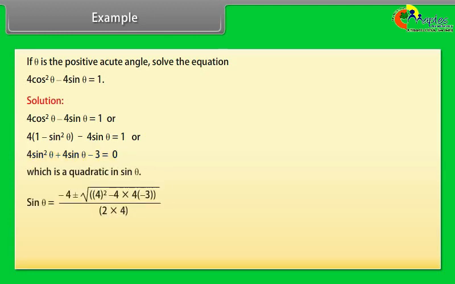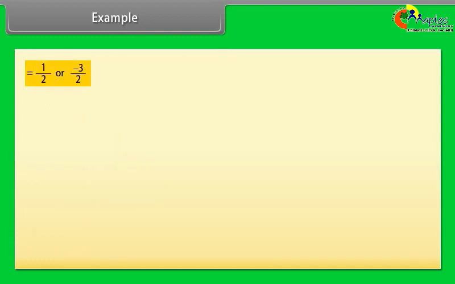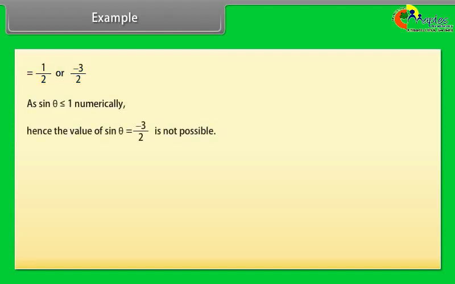Sin θ = (−4 ± √(4² − 4·4·(−3)))/(2·4) = (−4 ± 8)/8 = 1/2 or −3/2. As sin θ is less than or equal to 1 numerically, the value sin θ = −3/2 is not possible. Therefore, sin θ = 1/2 = sin 30°. So, θ = 30 degrees.